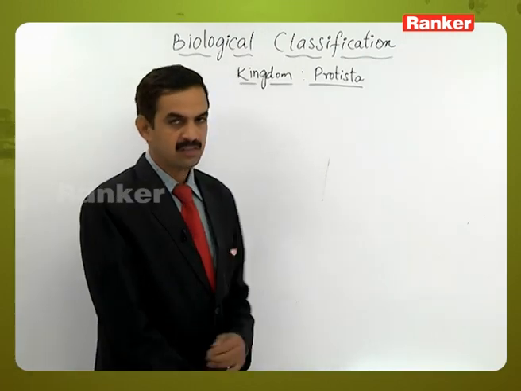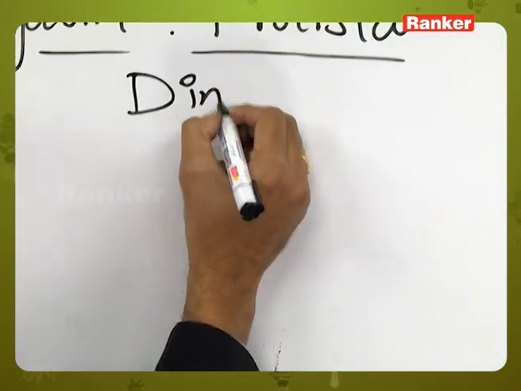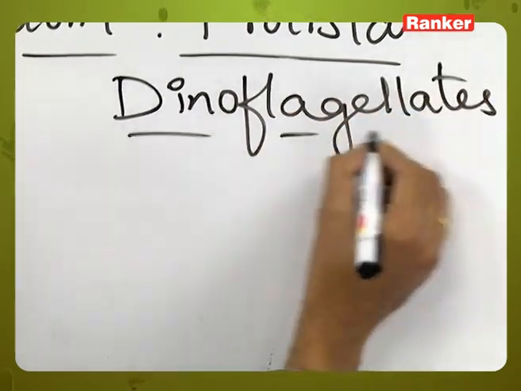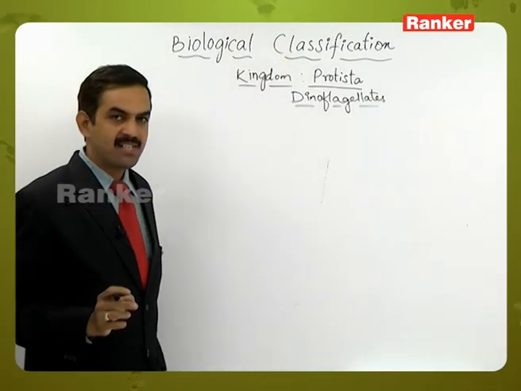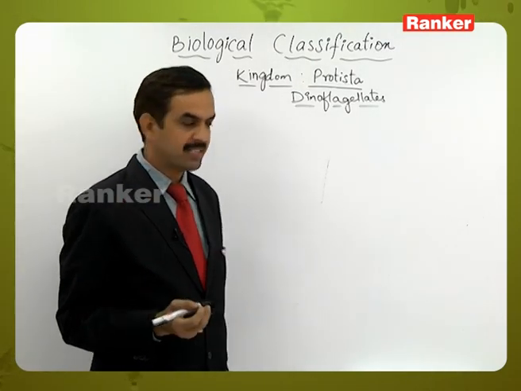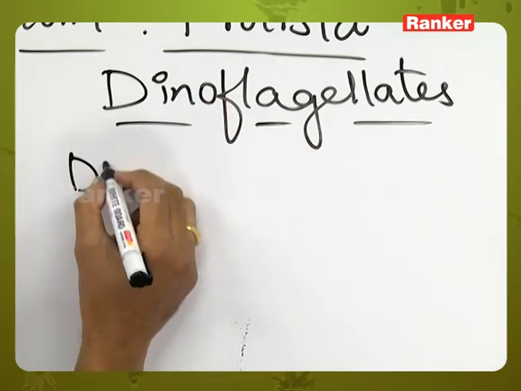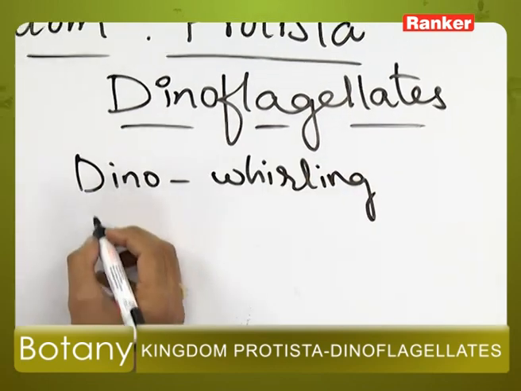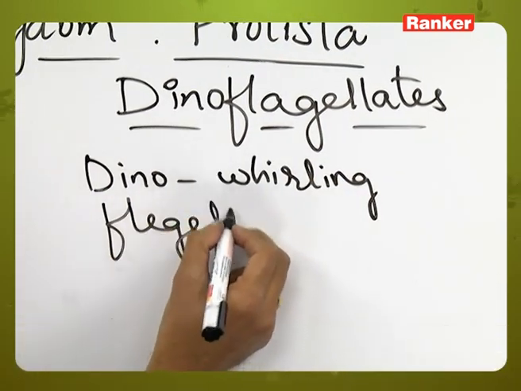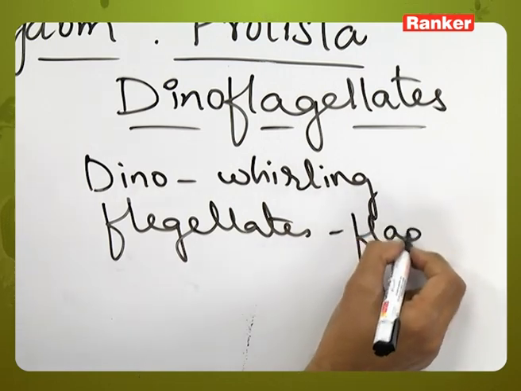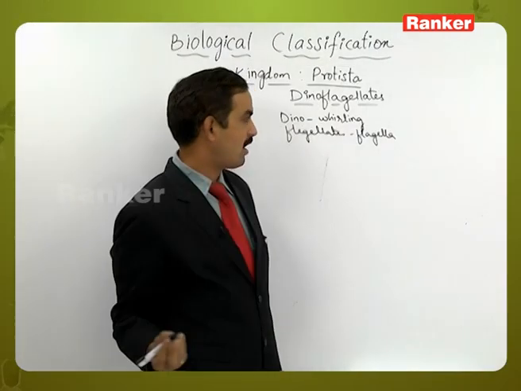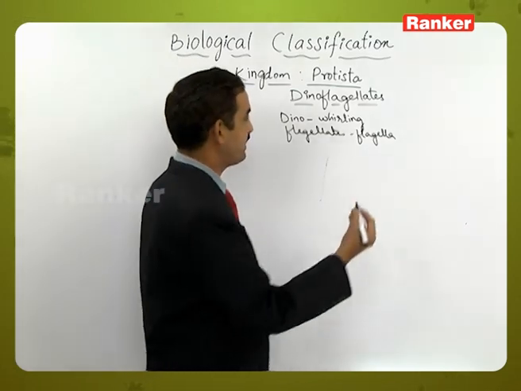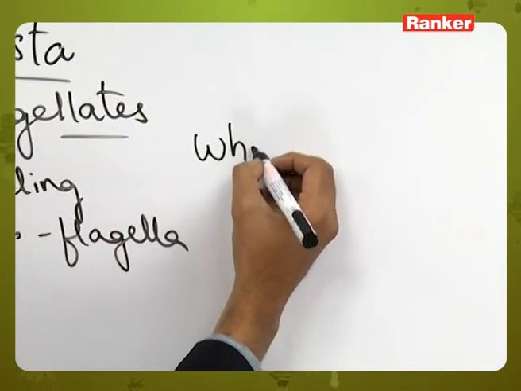So in the algal protists, the first one are the dinoflagellates. The name dinoflagellates was given because of their specific character, that is, dino means whirling and flagellate means having flagella. So they have flagella which show a whirling type of movement. That's why these are called whirling whips.